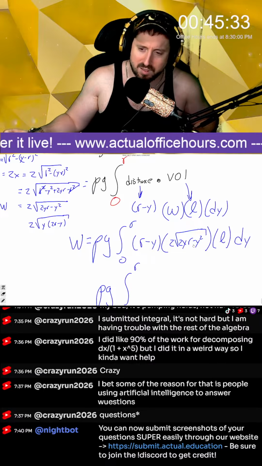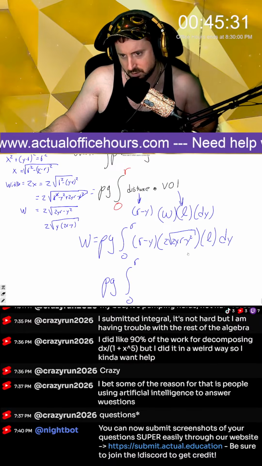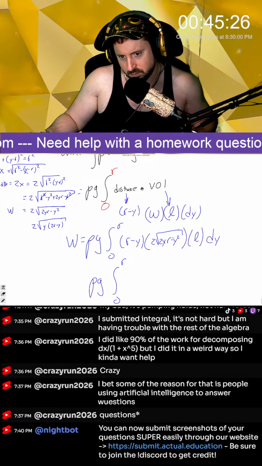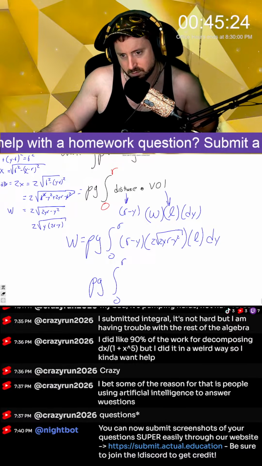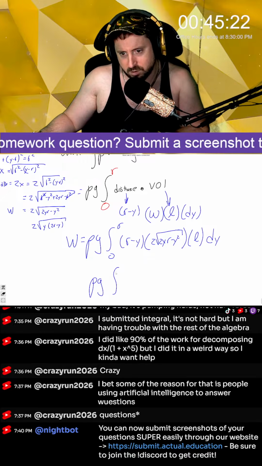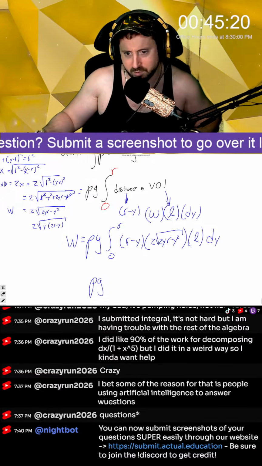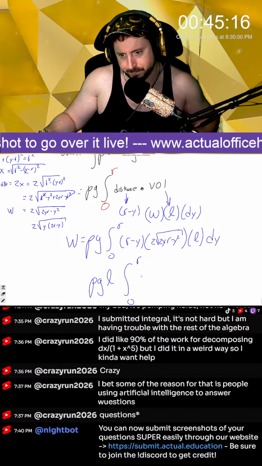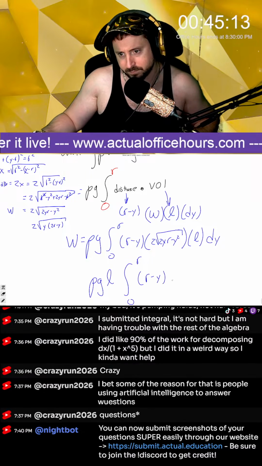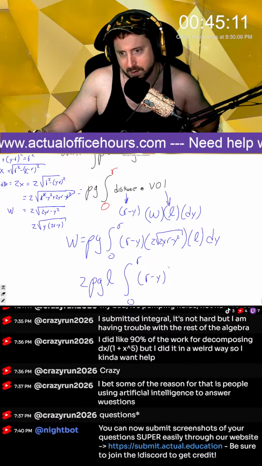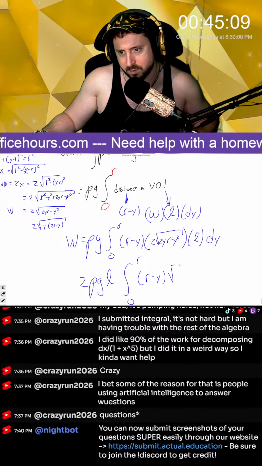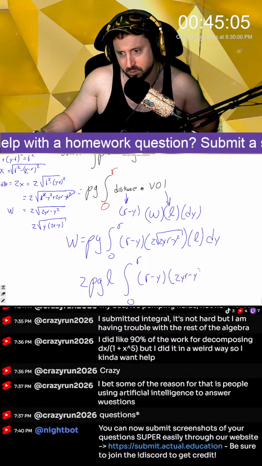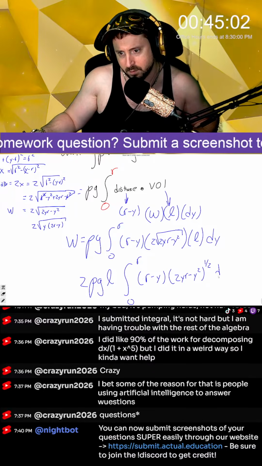Dude, I don't remember this question being this ugly. This is a really ugly integral to do, right? Well, I guess you see some constants on it, right? L comes out, so you get rho g L, integral from 0 to r of r minus y. And we can also pull the 2 out. And then it's 2yr minus y squared to the 1/2 dy.